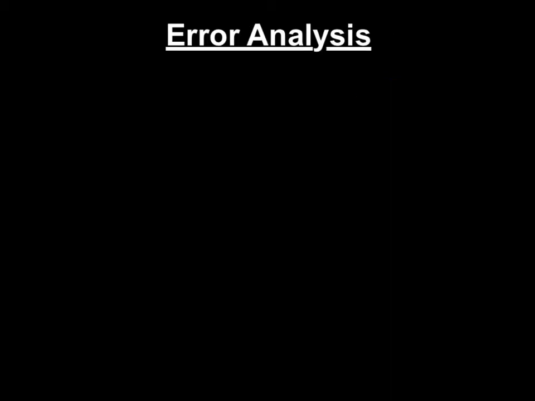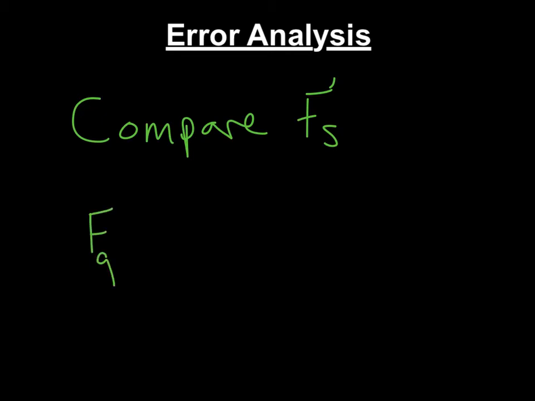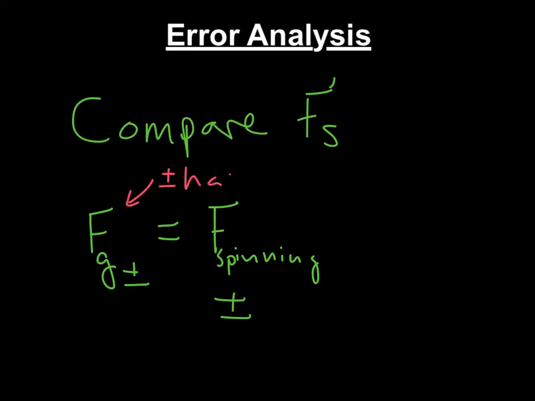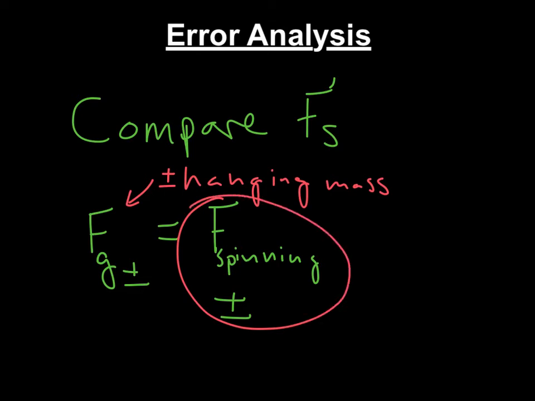Okay. Error analysis. You will compare your two forces. The way you look at this, you will get the force from gravity, or we'll just call this the hanging method, equals your force from spinning. Which means you are going to get plus or minus on this side, this is just plus or minus your hanging masses. And let's take a look a little more in depth at the spinning masses, because they have a little bit more error in them.